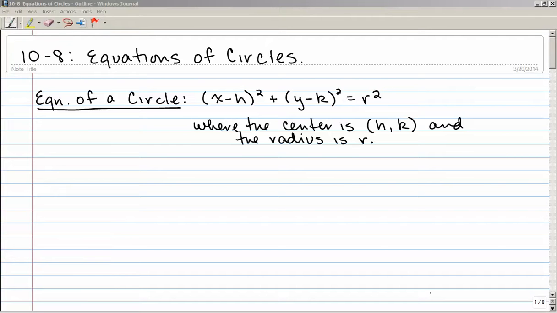Section 10.8 is on equations of circles. The equation of a circle is the quantity x minus h squared plus the quantity y minus k squared equals r squared, where the center is the point h, k and the radius is r. So in this equation, x and y are going to stay x and y, h, k, and r will be numbers, and the point h, k is your center, and r is going to be your radius.